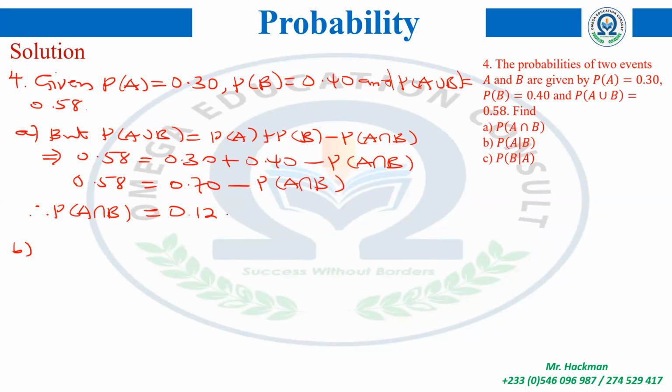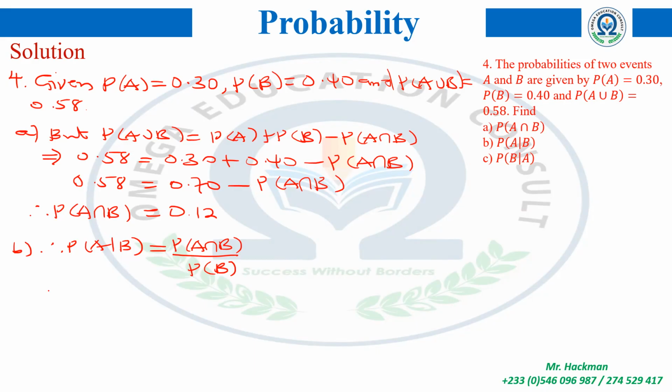Now B, what are we looking for? I can write therefore P of A given B, and we know that this is equal to P of A intersection B all over P of B. Remember, your denominator is the probability of the event that comes after the given. So take note of that.